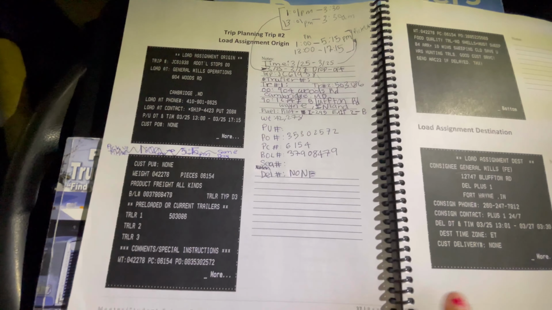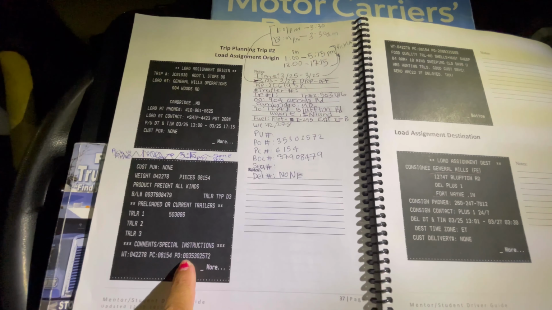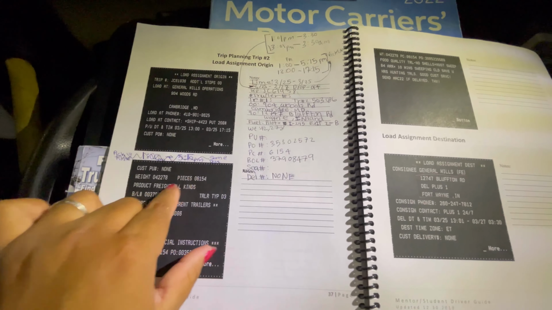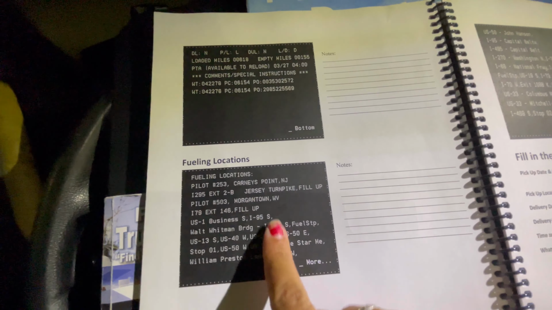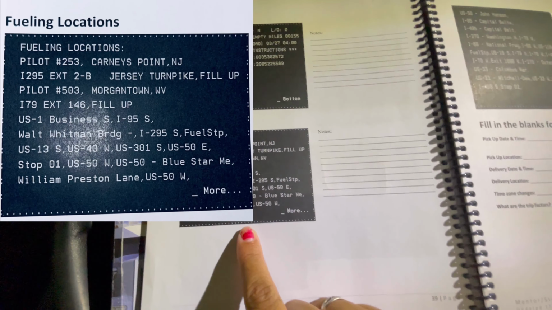Some companies go by the delivery number, some companies go by the PO, and some companies go by the BOL. It depends on where you're dropping it off. Here, after you have accepted the load, they would send you the fueling locations. I'll show you how I go ahead and write this down.